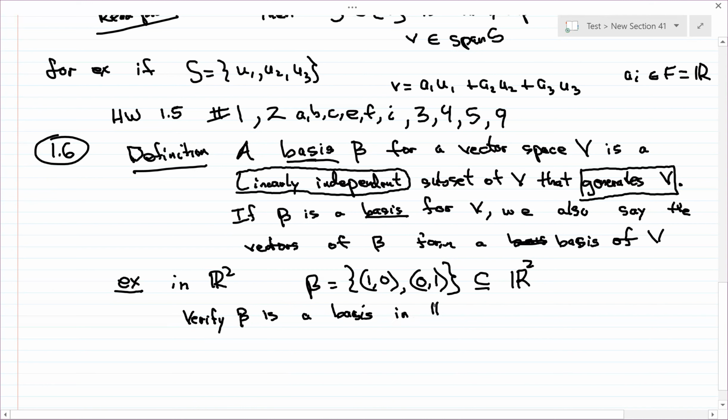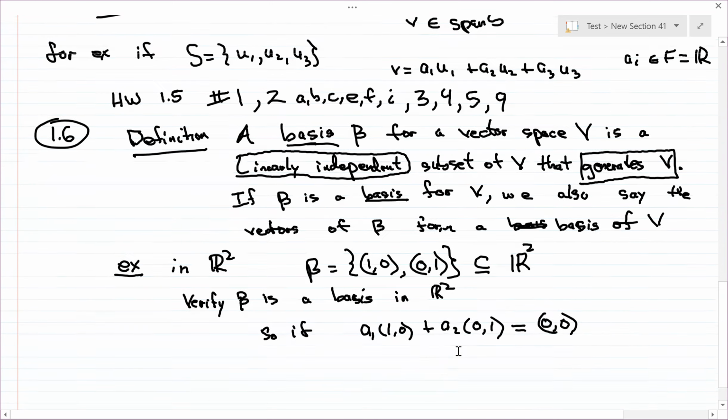And two. Okay, we first have to verify that it's linearly independent. So if we had a1 times (1, 0) plus a2 times (0, 1), and we set that linear combination equal to (0, 0), is the only solution to this equation a1 and a2 equal to 0?